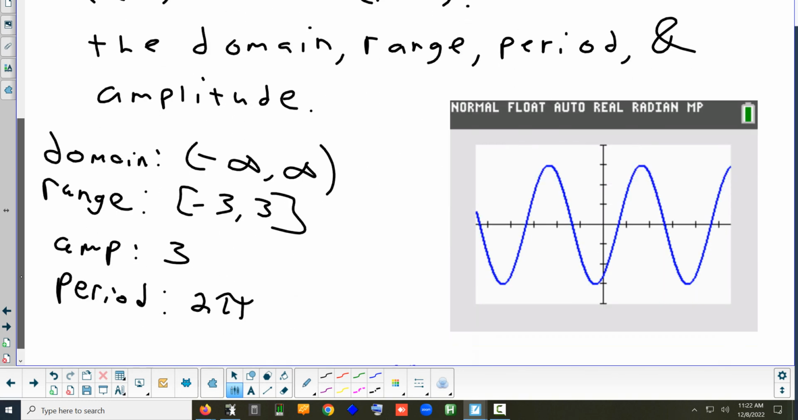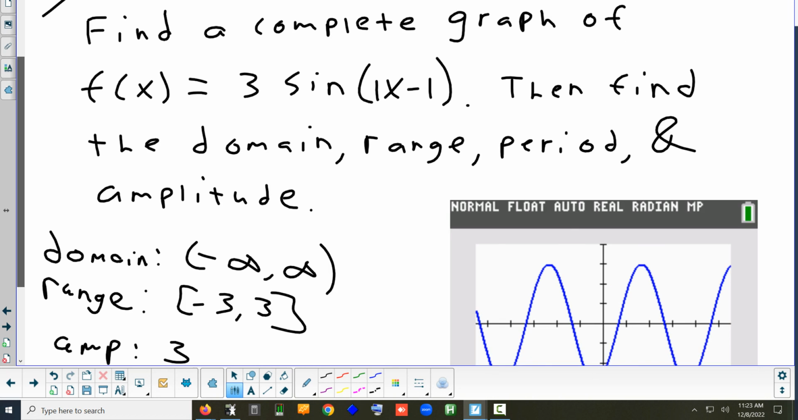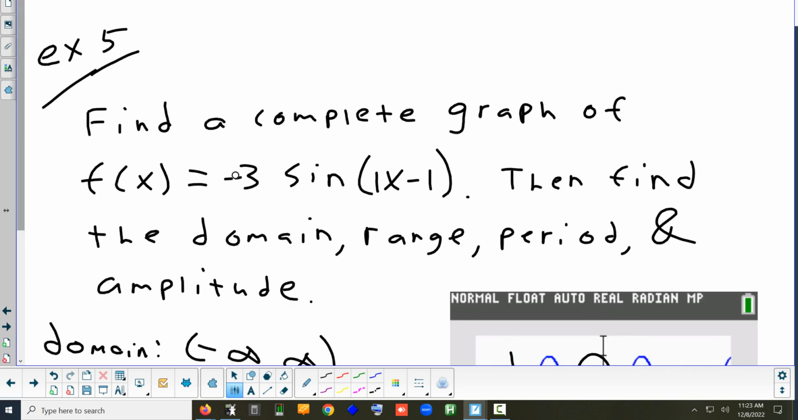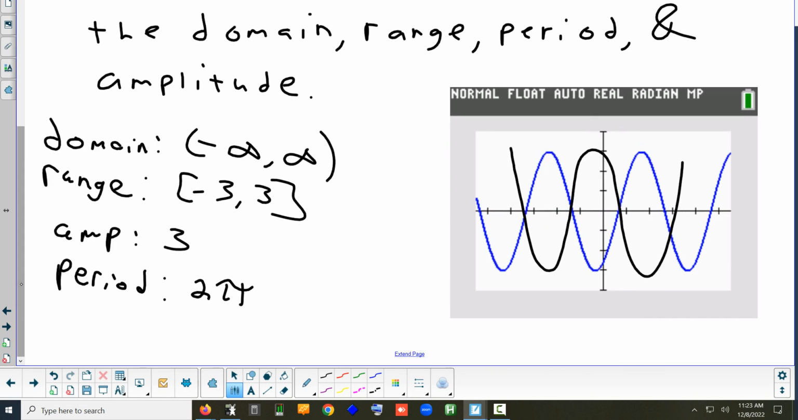So what would change if I made that a negative? Nothing. Putting a negative in front would not change the domain, the range, the amplitude, or the period at all. It would flip it, but all that would mean is now it looks more like this. Doesn't change any of these facts. Okay. Any questions on that one?